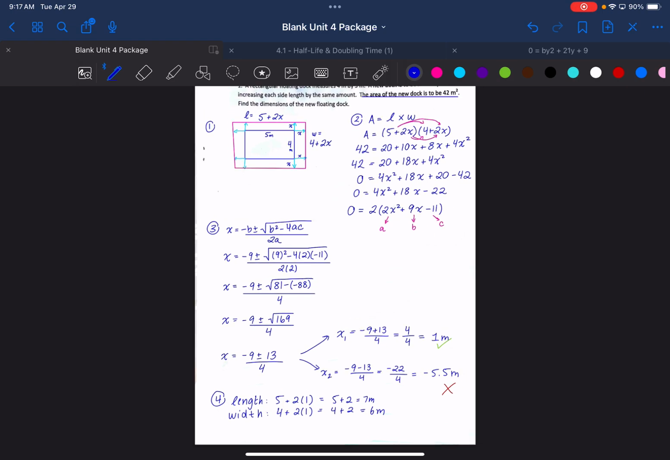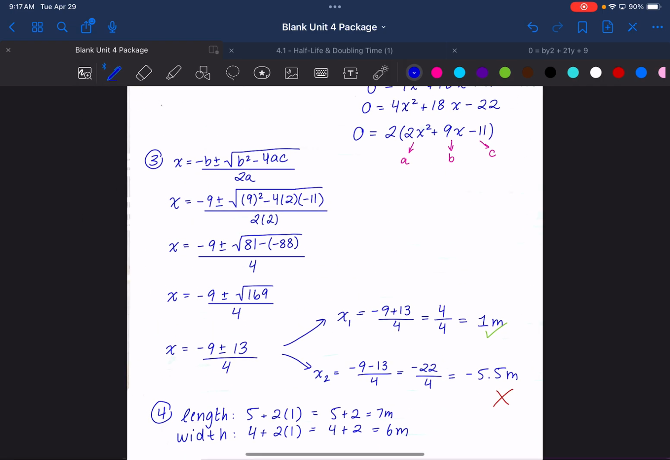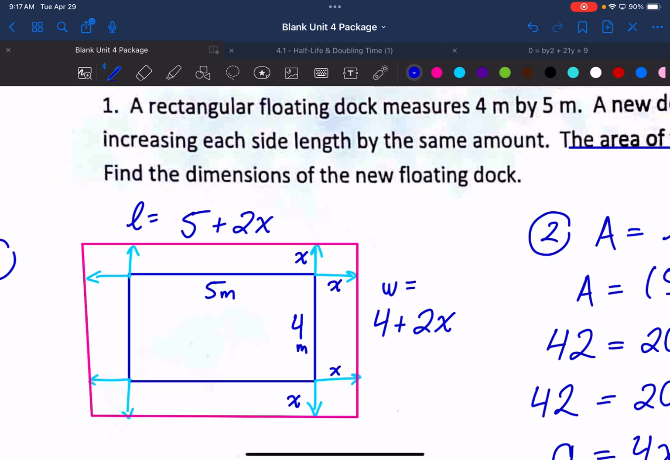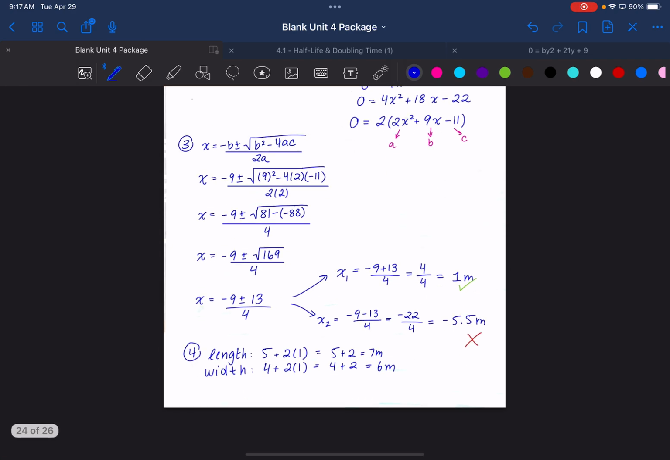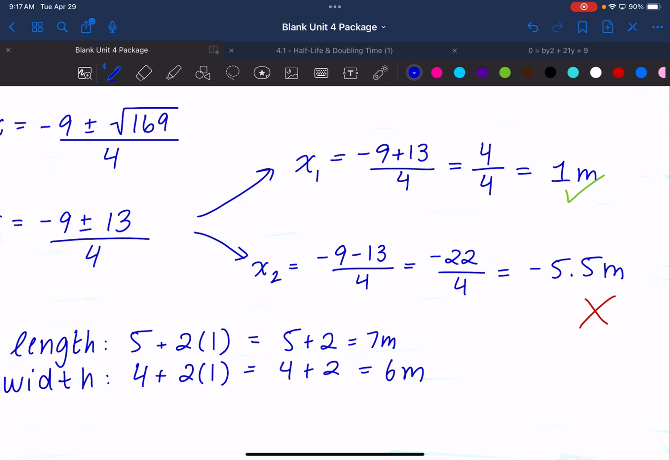Wait, why are you 5 plussing 2? Where's the 2? So this was our dimensions for this new dock. We said it was going to be 5 plus 2x and then 4 plus 2x. Oh, yeah. And that's me just plugging in 1 for x to say it got extended 1 meter on both sides.